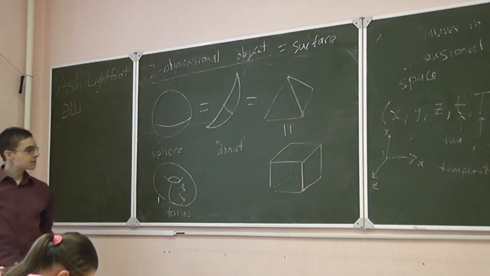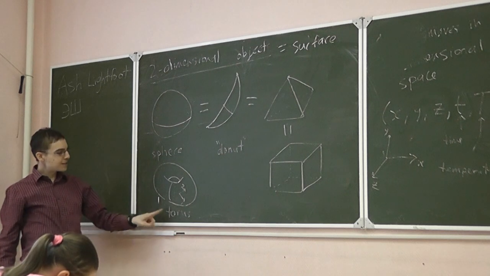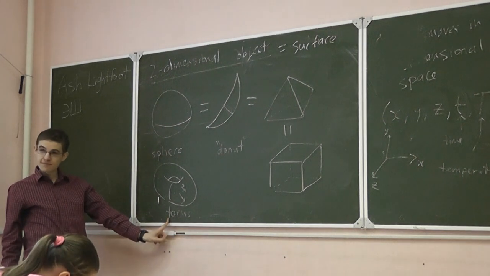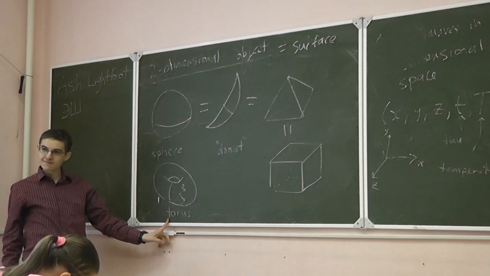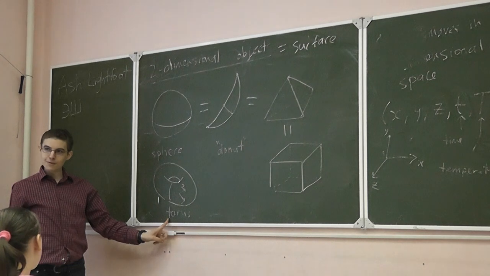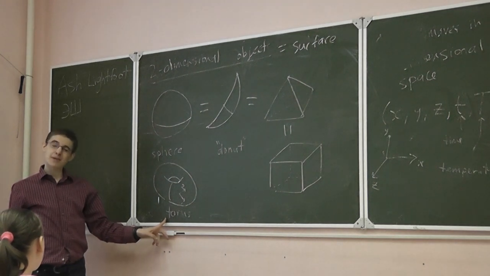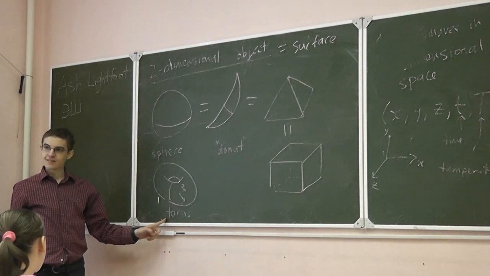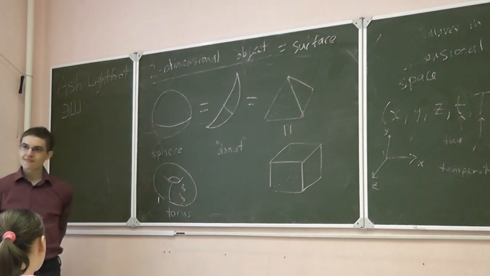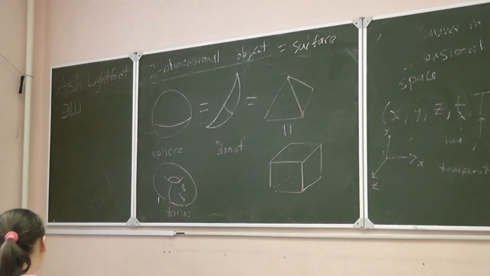And while I've got this torus here, is this torus a sphere? No. Why? Because it's got a hole in the middle. So how do you say that mathematically? How do you define a hole?